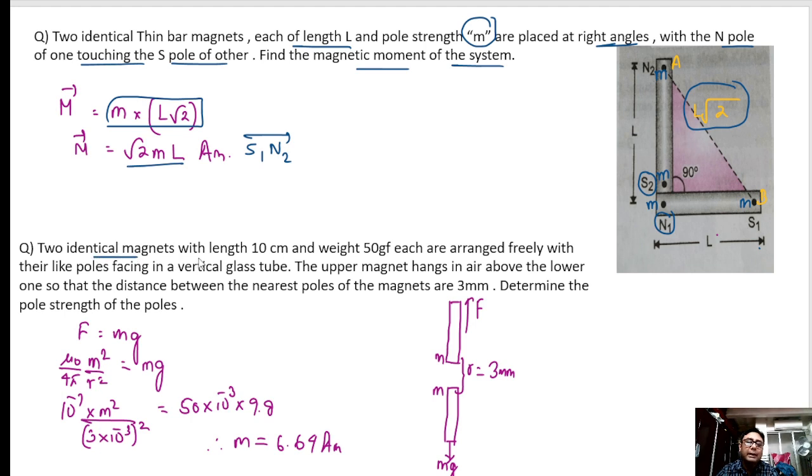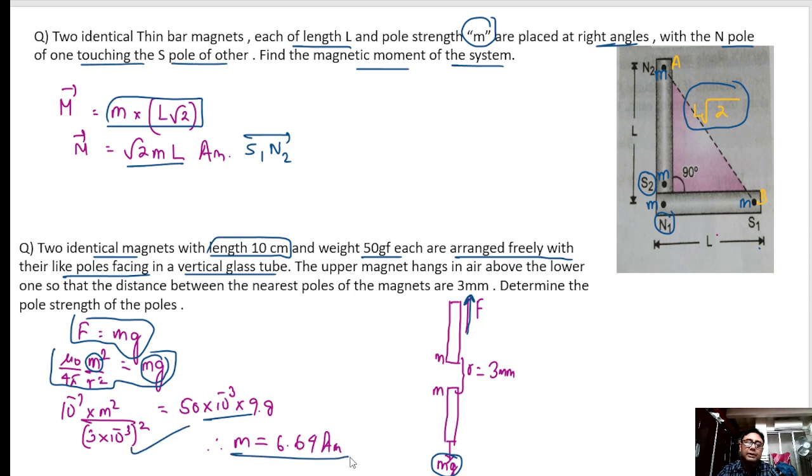Two identical magnets with length and weight given are arranged freely with their like poles facing in a vertical glass tube. So like poles, okay, there will be a repulsive force between the two magnets, which will balance the weight of the magnet. So F is equal to mg. This is the repulsive force which is balancing the weight. This is the magnetic pole strength, and this is the weight of the magnet. Putting it in, we get the magnetic pole strength as this.